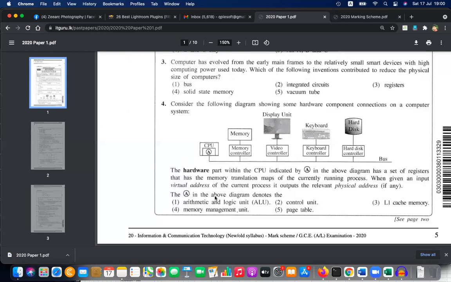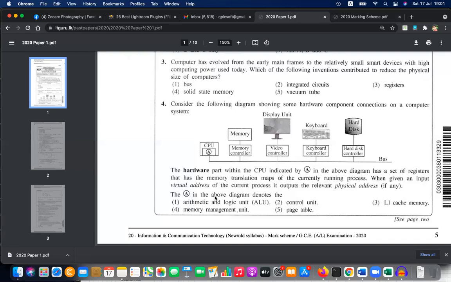Virtual address to physical address conversion and physical address to virtual address conversion is done by the MMU, the memory management unit. ALU is responsible for arithmetic and logical activities, mathematical comparison, addition, division, subtraction, multiplication. The control unit sends control signals to each and every controlling component. That is the control unit.